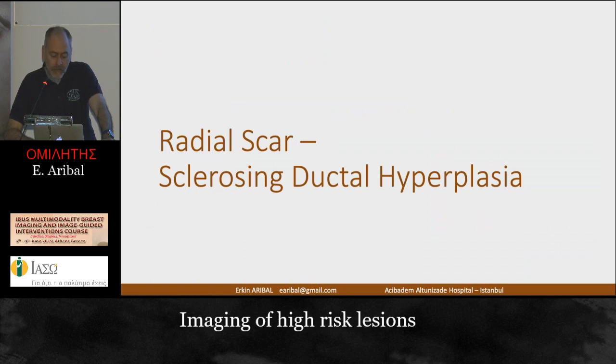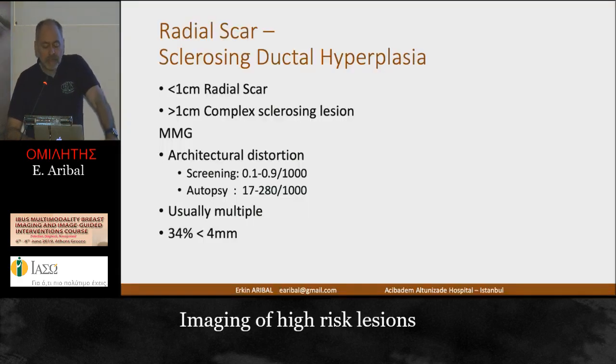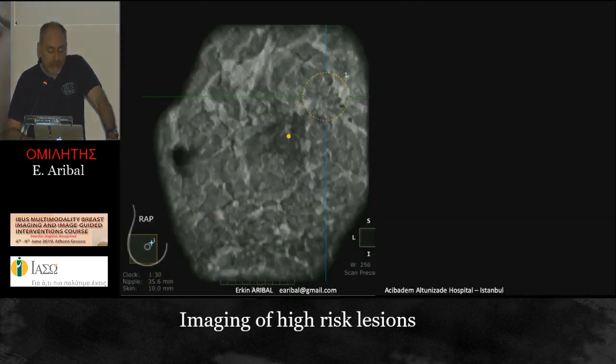Radial scars may be painful for radiologists if they are larger. When they are larger, we call them complex sclerosing lesions. This is a very small lesion where you see the retraction to one point. You don't see a mass in the middle. If it's smaller than 1 centimeter, they call it radial scar. If it's larger, it's a complex sclerosing lesion. You may see them in 1 in 1000 screening mammograms. They may be multiple. Most of them are small.